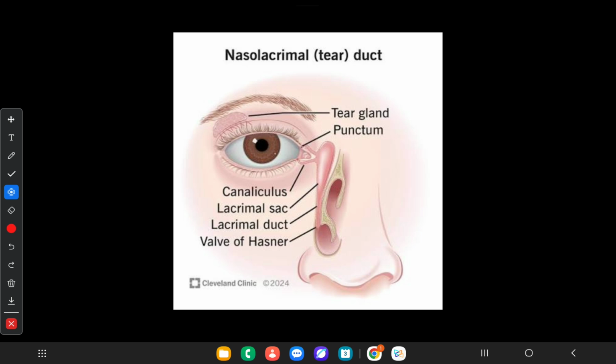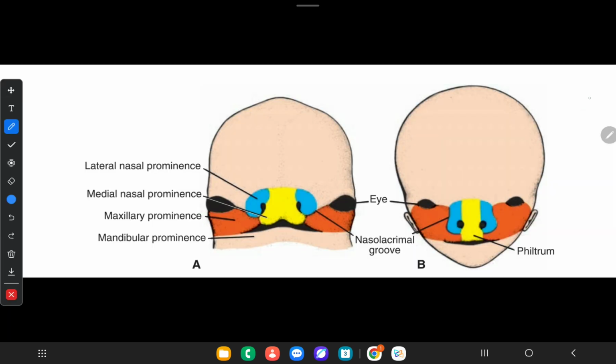In this diagram, you can see the nasolacrimal duct here, and the upper end has expanded to form the nasolacrimal sac. This nasolacrimal duct then runs from the medial corner of the eye, as you can see here, to the inferior meatus of the nasal cavity, and the maxillary prominences enlarge to form the cheeks and the maxillae.